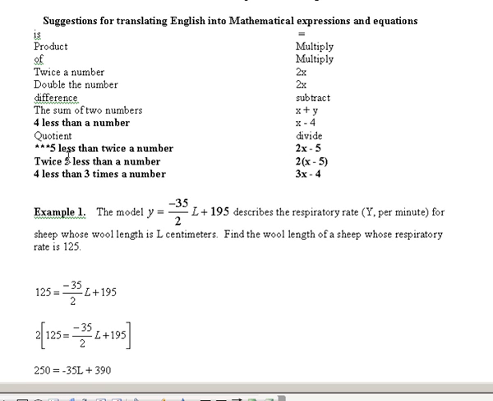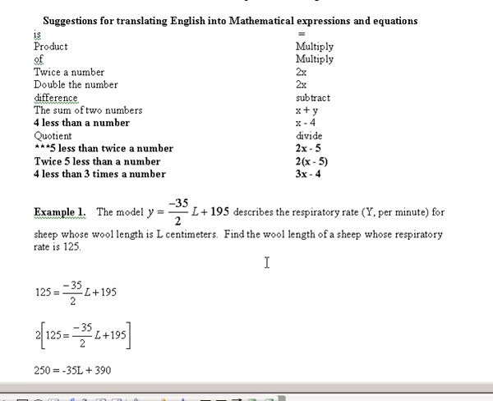Quotient means to divide. How about this one? 5 less than twice a number. That means 5 is subtracted off of twice an unknown number, x, so 2x minus 5. Twice 5 less than a number. Well, 5 less than a number is 5 subtracted from x, and then twice that, so 2 times that quantity. 4 less than 3 times a number would be 4 subtracted off of 3 times that unknown number x.